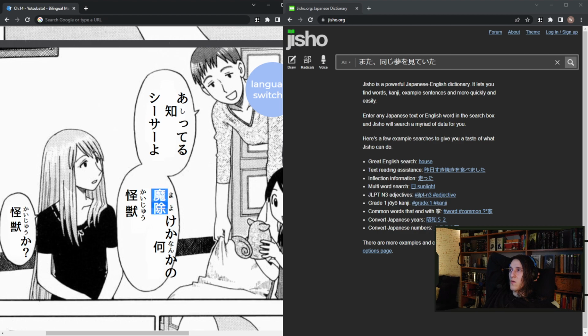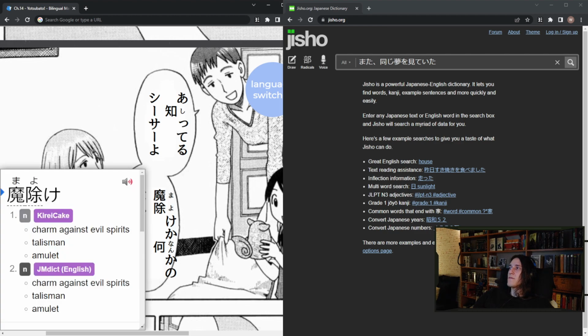Okay, so mayoke. Mayoke. Ka. Mayoke. Ka. Nanka no. Kaiju. Oh, kaiju. Yesterday I translated this and I was like, of course, it's kaiju. Like from the Pacific Rim movie.